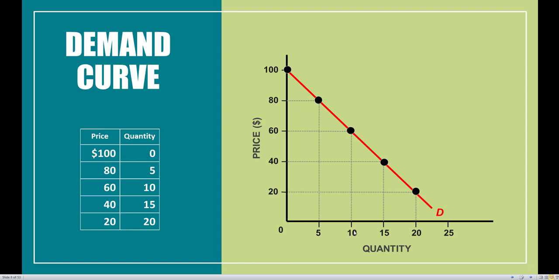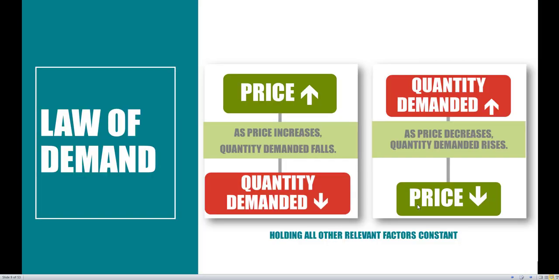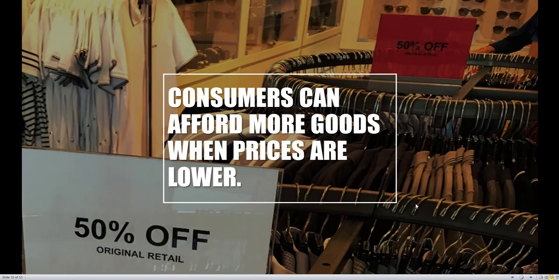And with all of this, this negative relationship between price and quantity demanded, this downward sloping line, the special name that we give to that is known as the law of demand. So as price increases, quantity demanded is going to fall, and as price decreases, quantity demanded is going to rise, holding everything else constant. So remember, we're keeping this ceteris paribus assumption in mind. So essentially, this negative relationship is the law of demand in action. It works both ways.